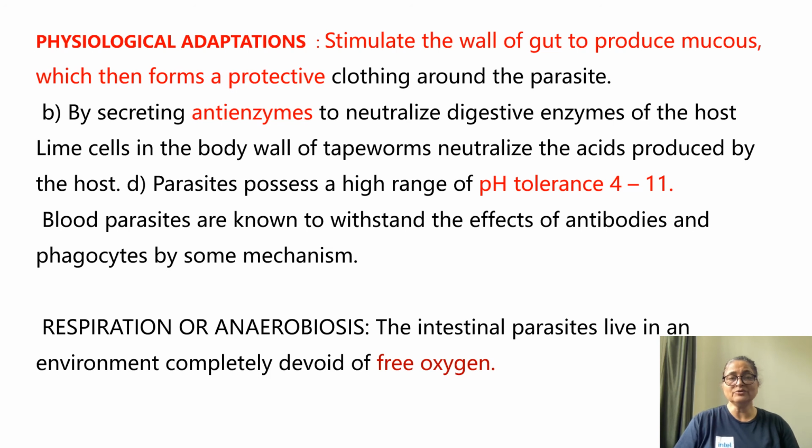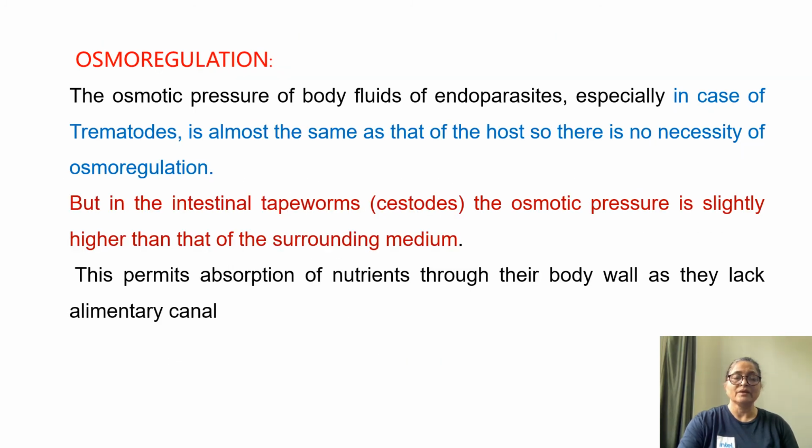And another good thing is that they are so tolerant against pH. They can live in the acidic medium also, in neutral as well as in the basic medium. So their tolerance of pH is 4 to 11. Another advantage for the parasites is that they can live very well without any oxygen. It means all are anaerobic.